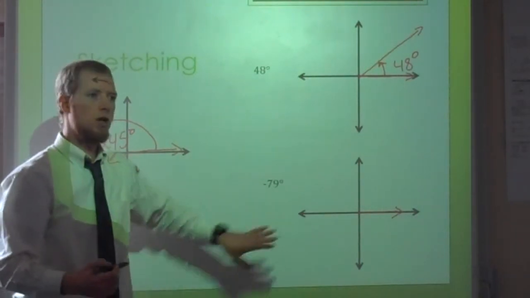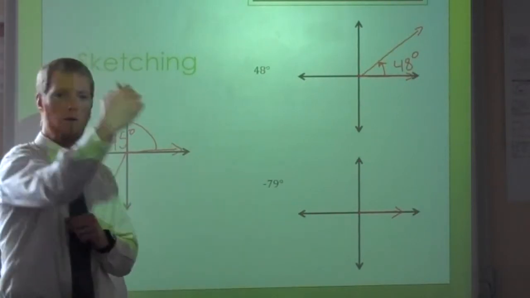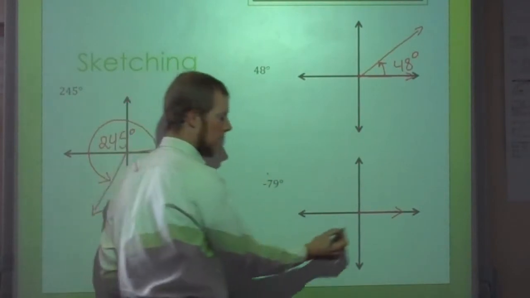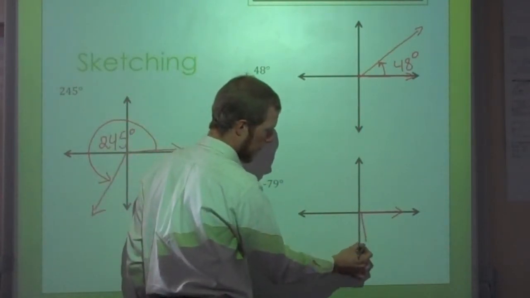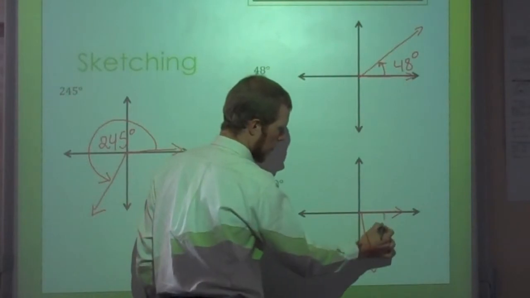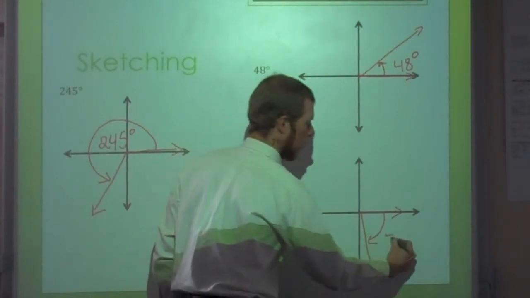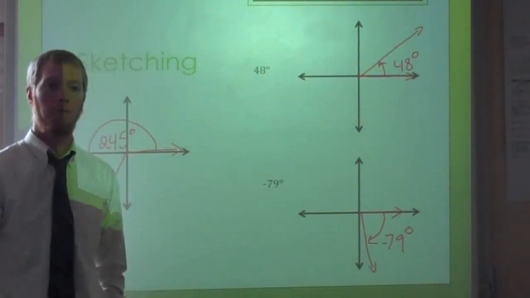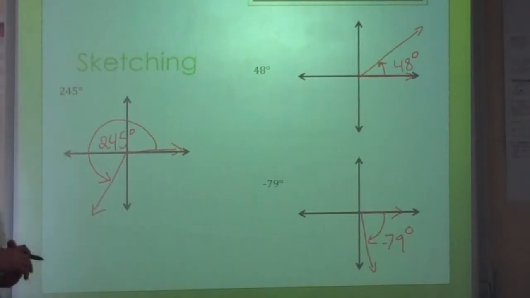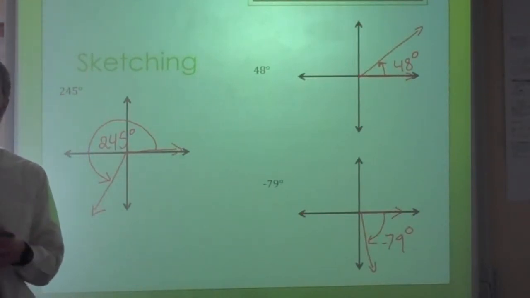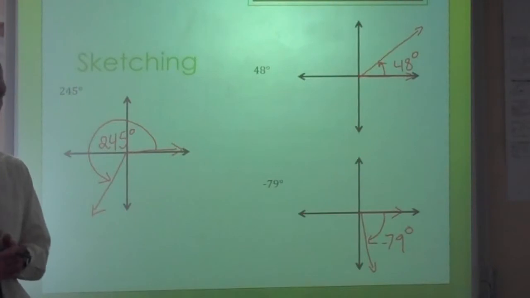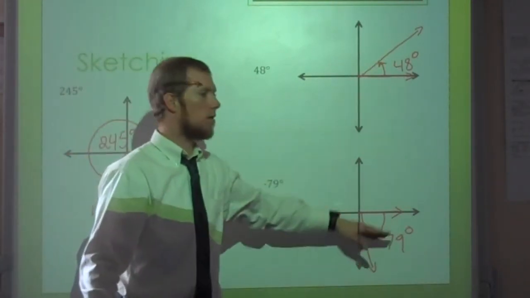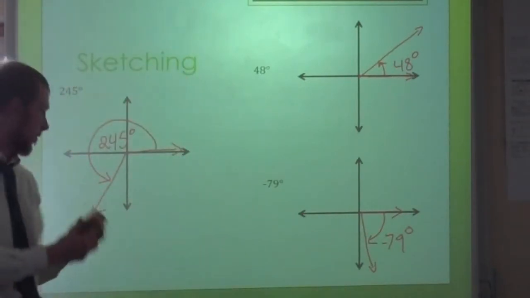Now let's look at a negative one. We have a negative measure here, so we know we're going to go clockwise. I have my initial side. I note that this is less than 90, but quite close to it. Again, I like to use my arrow, and that's my negative 79 degrees. That's how you would sketch an angle in standard position. It makes it really easy because no matter what it is, we always start with our initial side being in the same place, and then we just go one direction or the other.